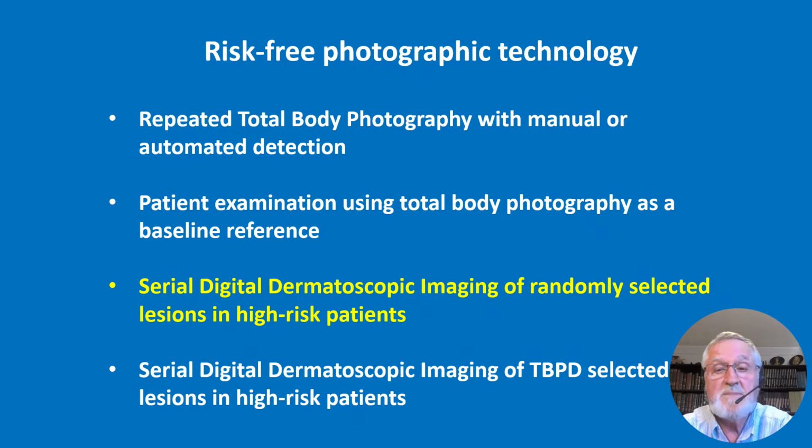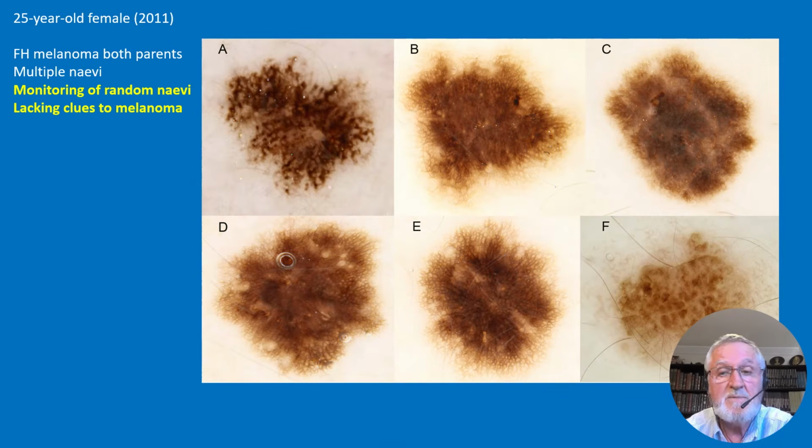The third method of risk-free total body photographic technology is serial dermatoscopic digital imaging of randomly selected lesions in high-risk patients. Now, here we have a 25-year-old female. She's very young. She has a family history of melanoma. She's got multiple moles. And so we decided to randomly monitor 6 nevi on this lady. Now, one of these had a melanoma arise in it within 6 months. Nothing at 3 months, but a melanoma within 6 months.